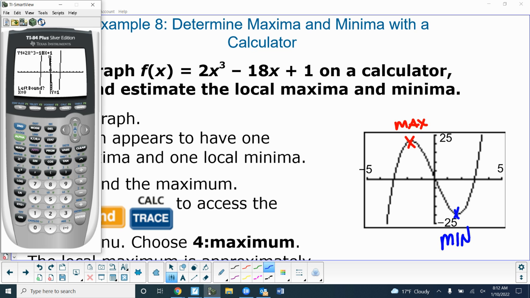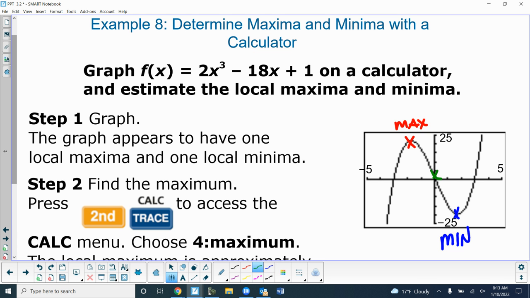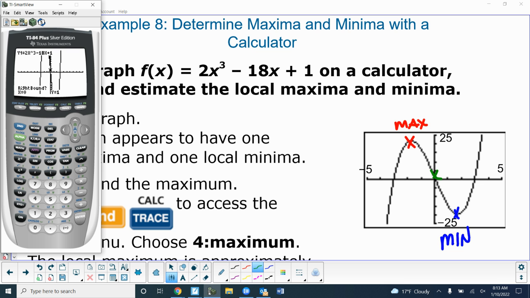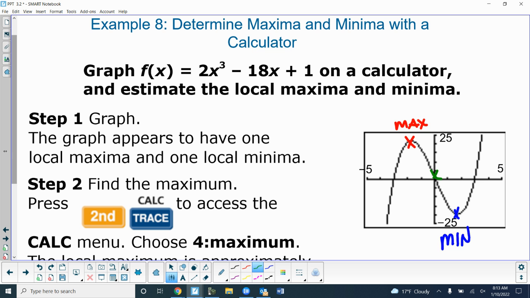See, my cursor's up here. Let's do it in green. Is that left of the blue point? Yeah. So I'm already there. I can just hit enter because I know I'm left of it. All right? Then it asks for right bound. That means I've got to get this green X over here somewhere.